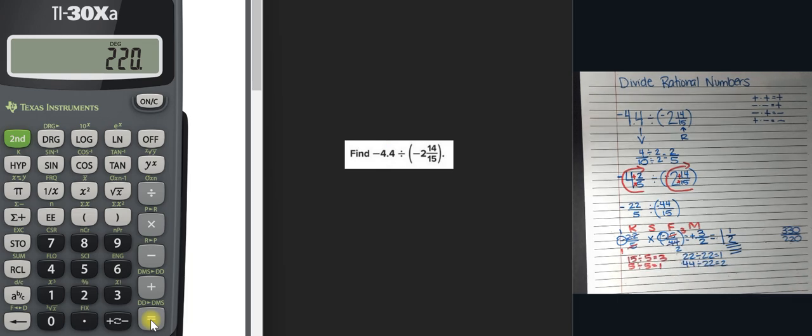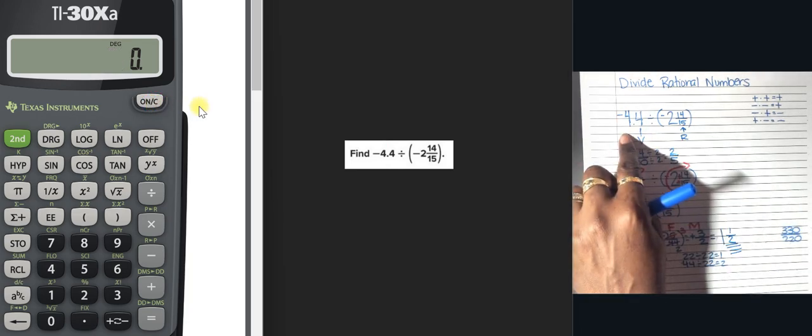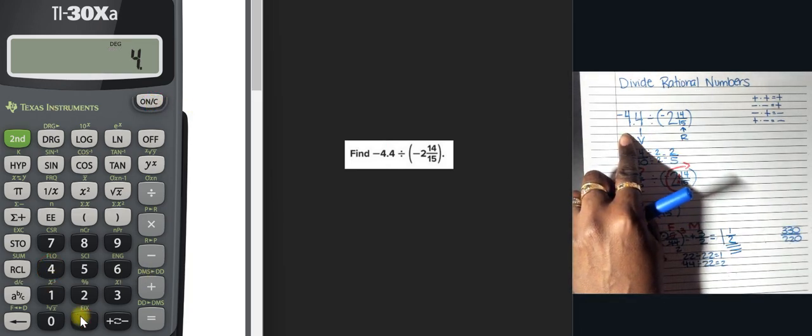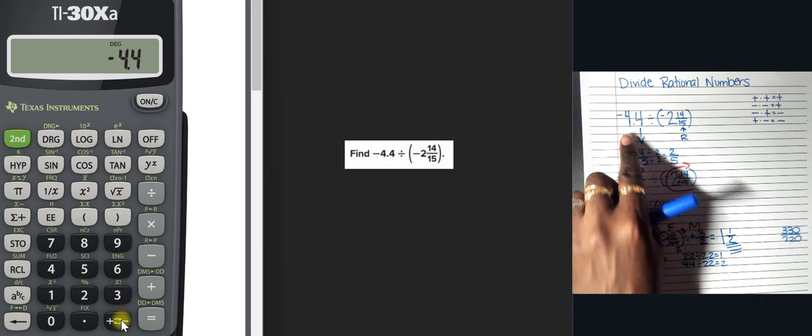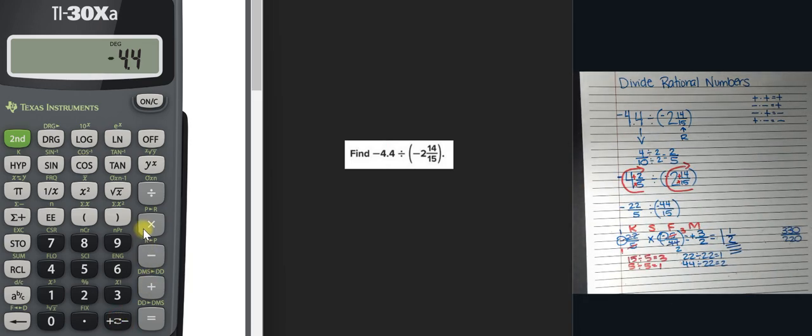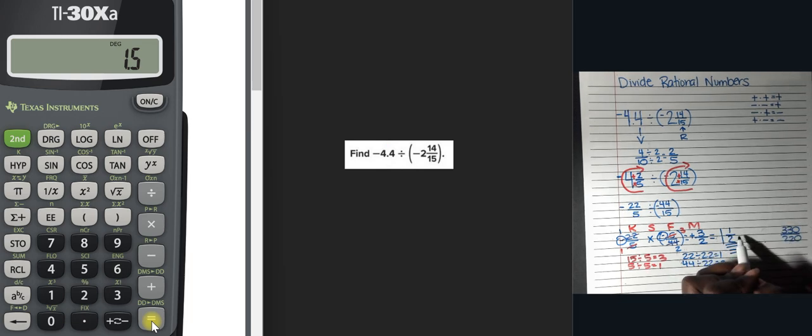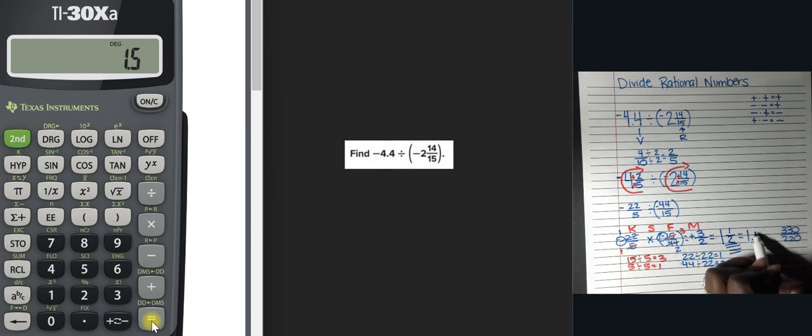common factors. To use your calculator, the way that you would do it, remember you can plug in this information here. So 4.4, remember that's negative. So don't forget to hit that negative sign. And we're going to divide that by 2, ABC 14, ABC 15, and that's a negative as well. And you see that the answer is 1.5. That's the same thing as 1 and 1/2 or 1.5. Either way, it is the same answer.